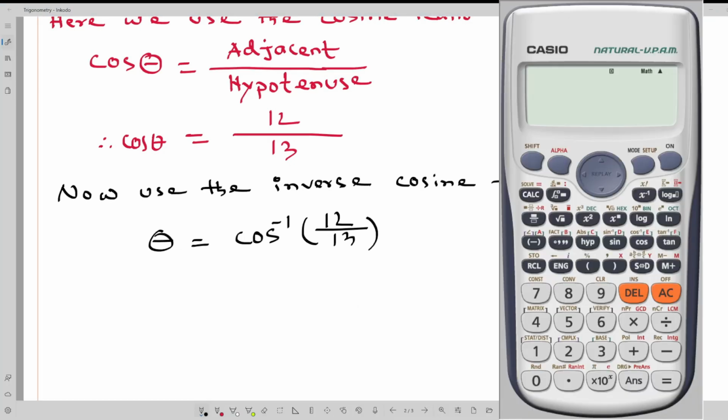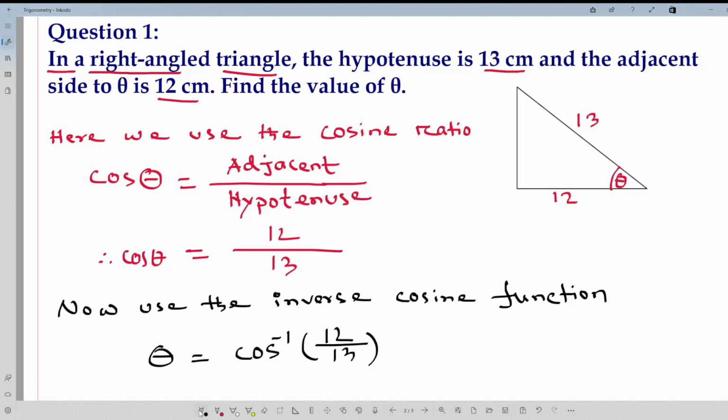First, look, here we use the shift button, then here is inverse cosine. So the value is 12 divide 13, then we close the bracket and press equal, the value is 22.62 degree.